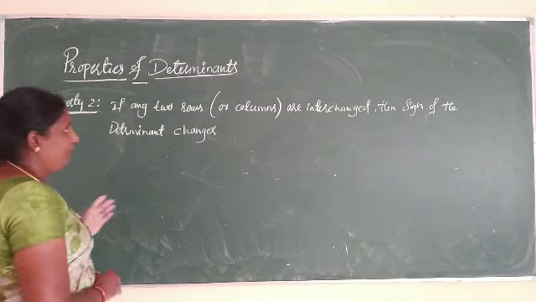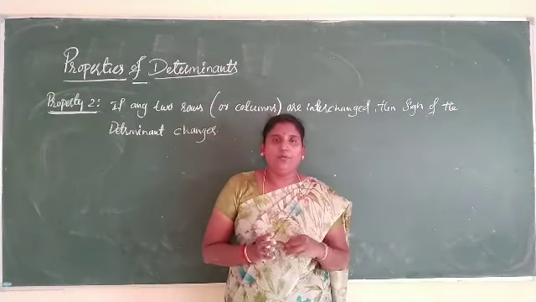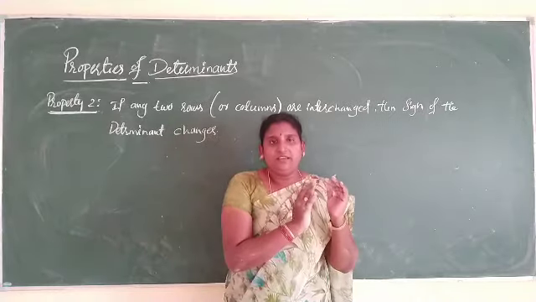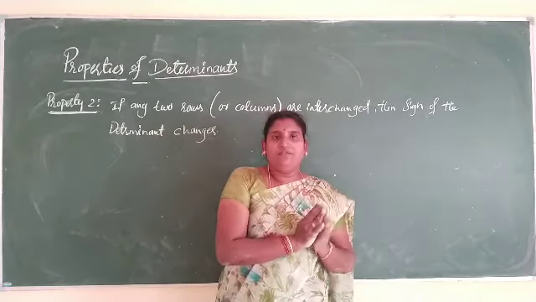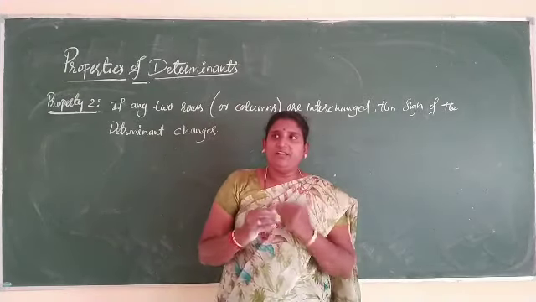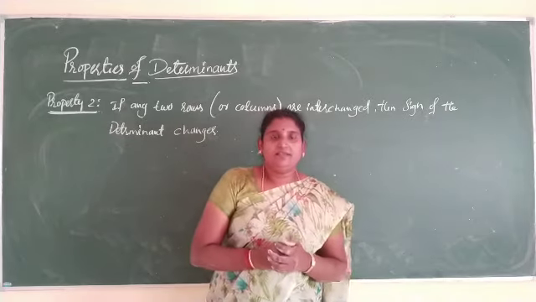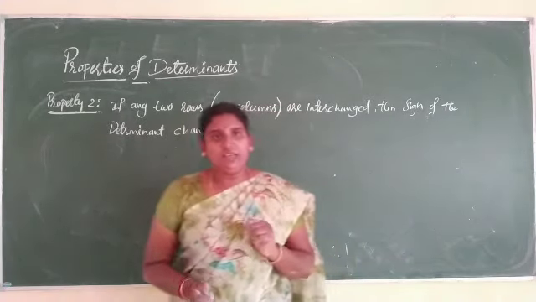Sign means positive, negative. Suppose we interchange any two rows, R1 and R2. Suppose for matrix A its determinant value is 6, just assume. Later, if you interchange R1 and R2 and calculate the determinant value, you will get minus 6. The sign will be changed. We will check this with an example.